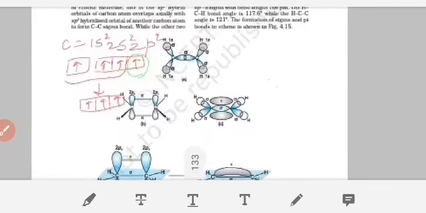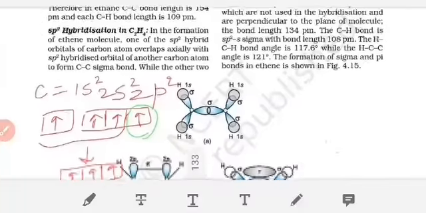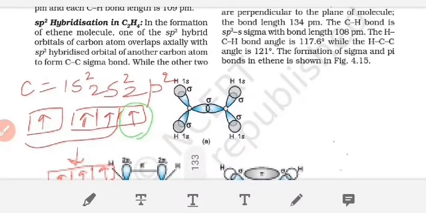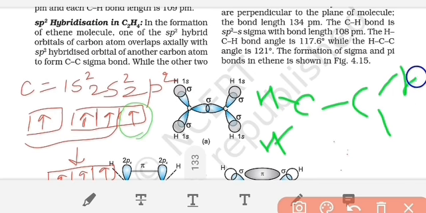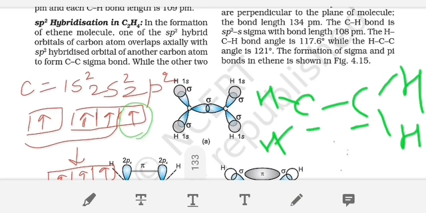sp2 hybridization in the C2H4 molecule, or ethene molecule. In C2H4, carbon is the central atom. Two carbon atoms are bonded with 4 hydrogen atoms, 2 hydrogen atoms with each carbon atom. So in this way, carbon is the central atom of this molecule.